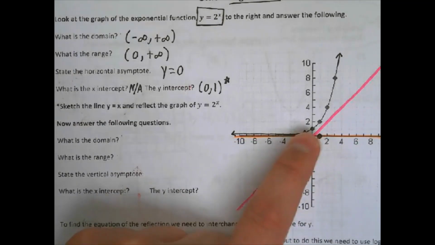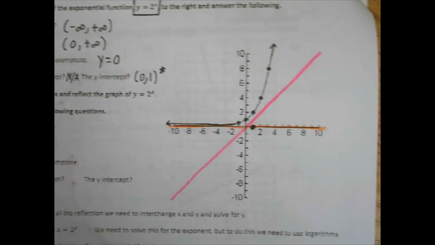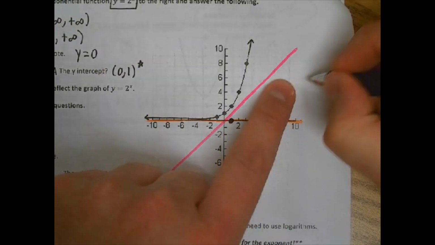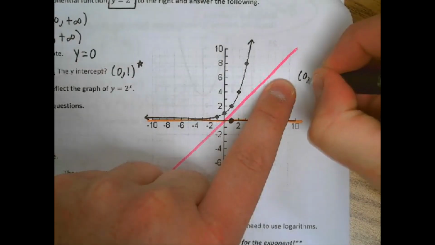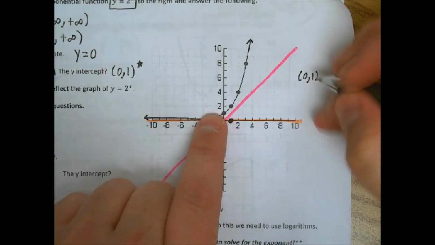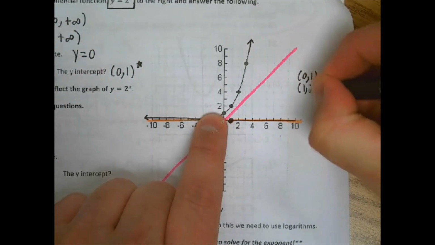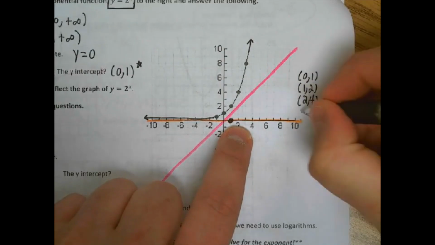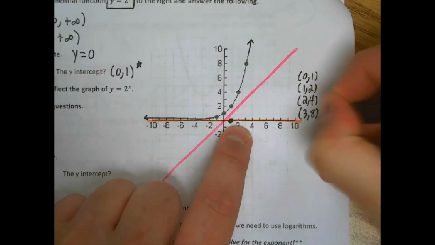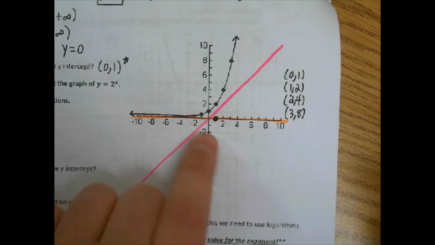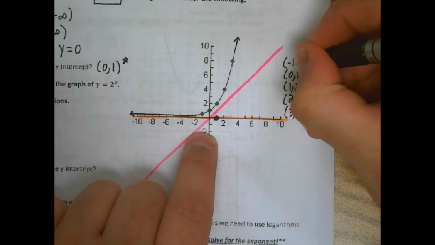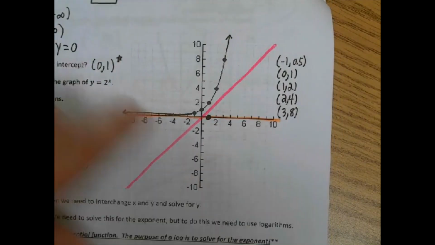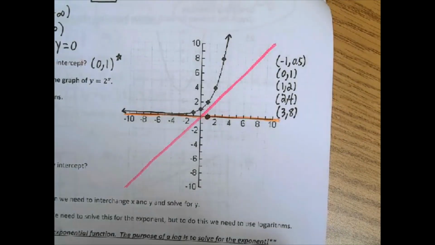So let's list some of the points off to the side so we can flip them. That was the first point that I used there. So we have the point (0, 1). I have the points (1, 2), (2, 4), and then (3, 8). I also have this point here, which is (-1, 0.5). Those are the original points, and I'm going to flip each one of these points.